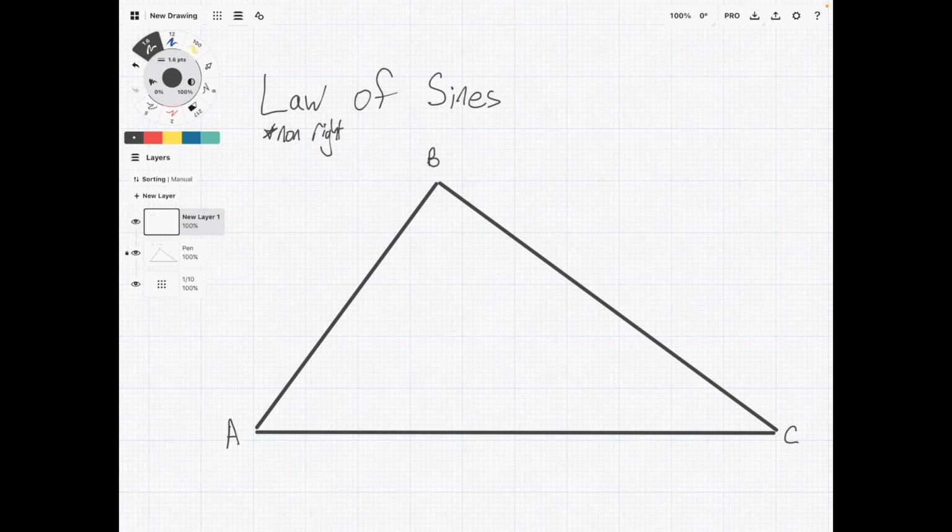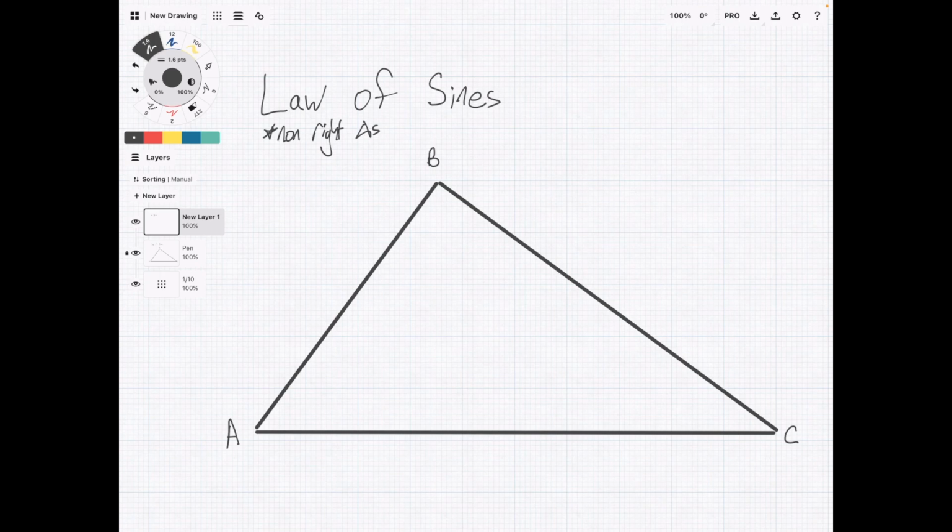Non-right triangles. For instance, if angle B was 90 degrees, then you wouldn't be able to use the law of sines, and instead you'd have to use something like the Pythagorean theorem. If your triangle has no right angles, like ours, then you're good to go.